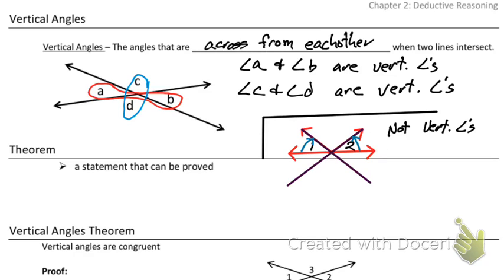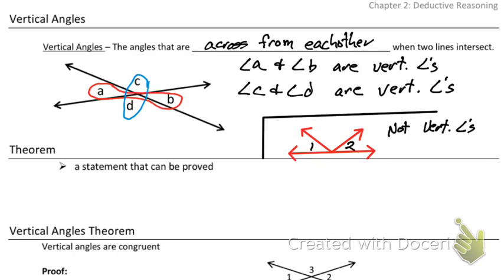The only way that they're vertical is if 1 and 2 were actually talking about the full angles. So if I would say angle 1 is actually this full angle, and this 2 is that full angle, then they would be vertical angles. So what you're trying to do when you're looking for vertical angles is look for 2 lines that cross and let everything else disappear. You need to let those red lines fade to the background and look at just the 2 lines that are crossing.